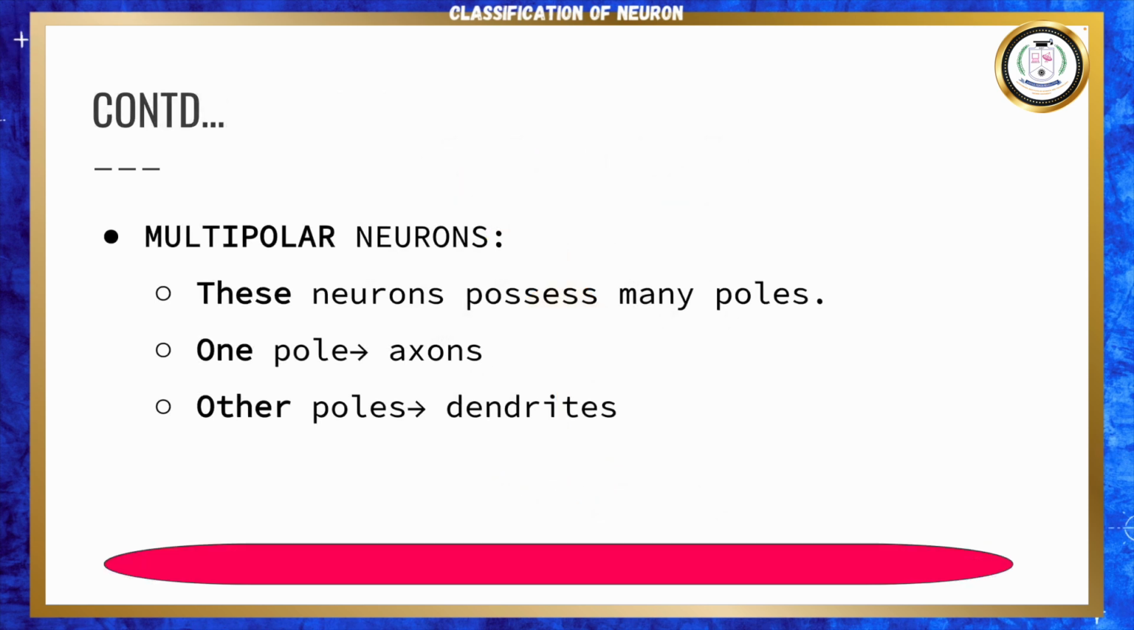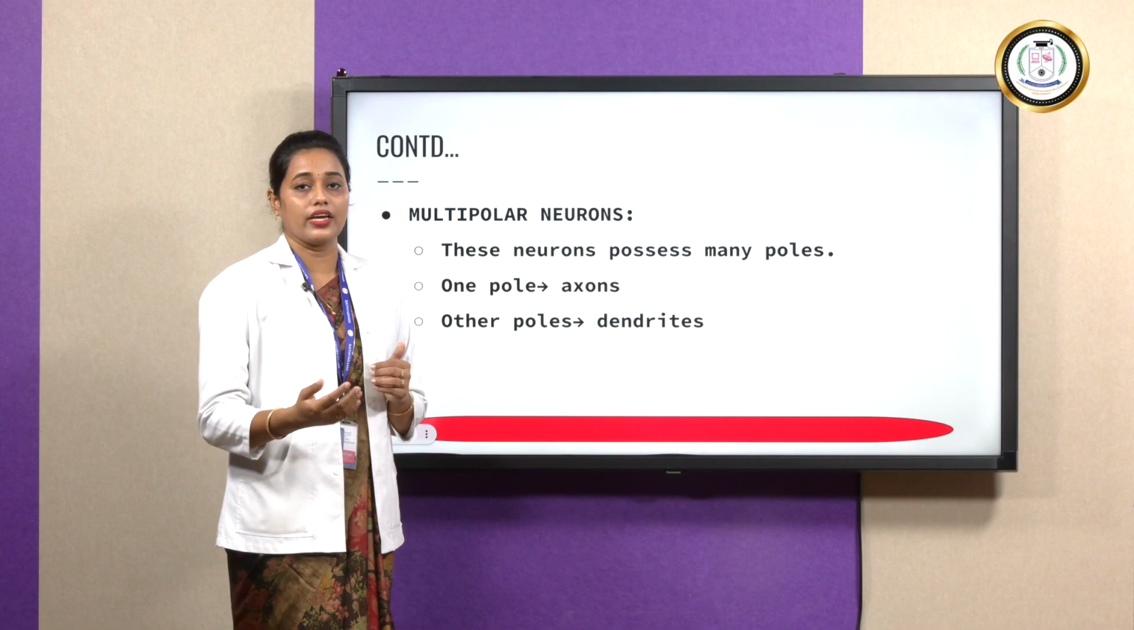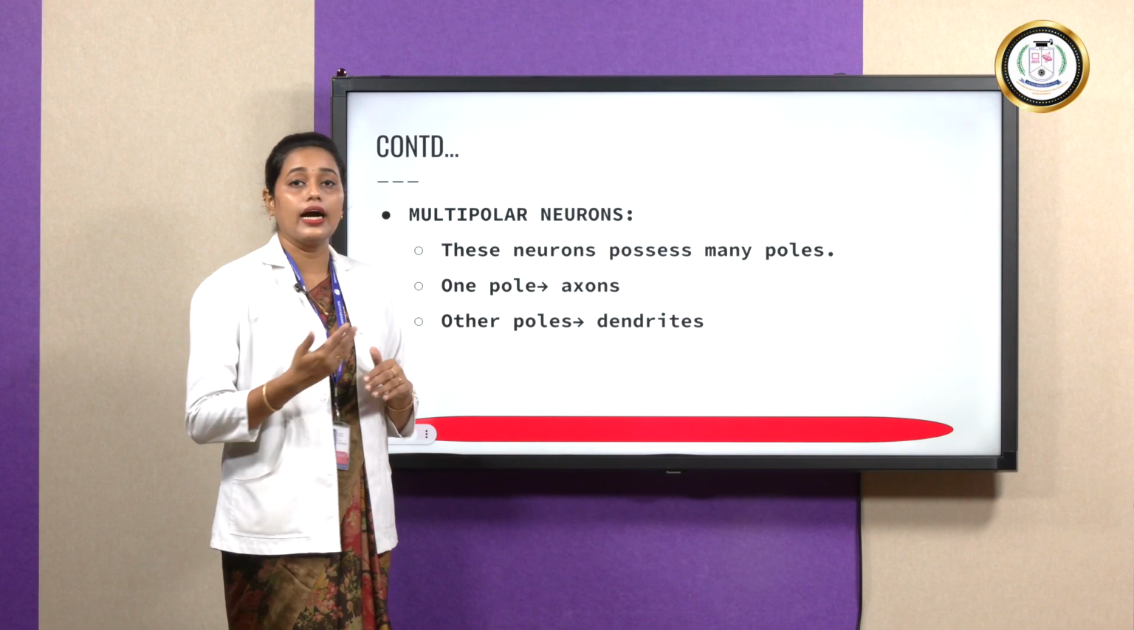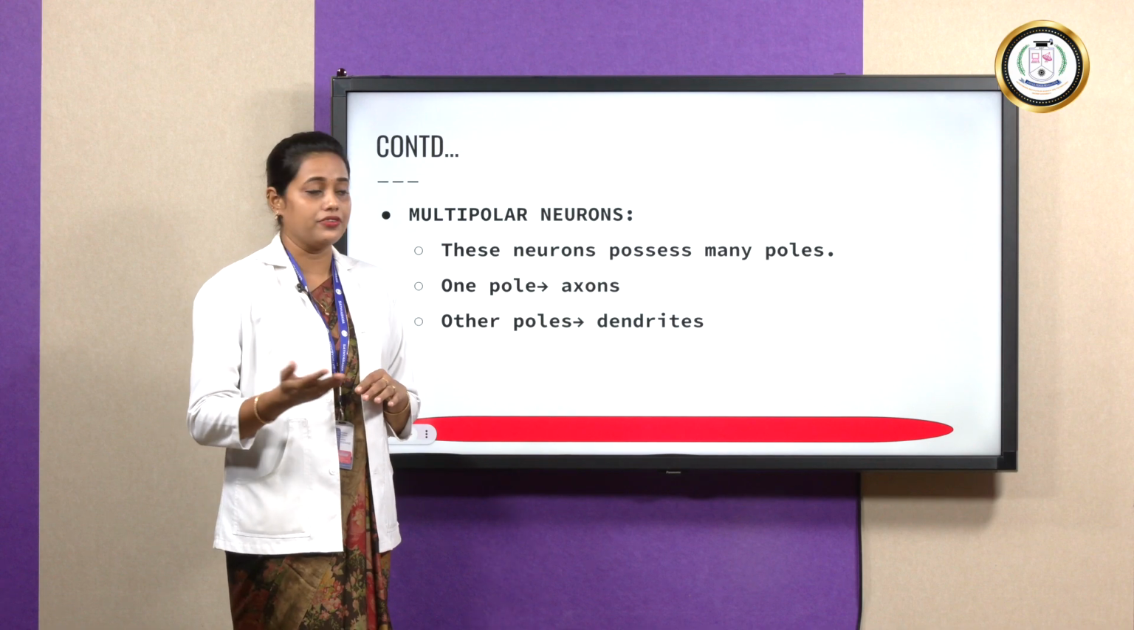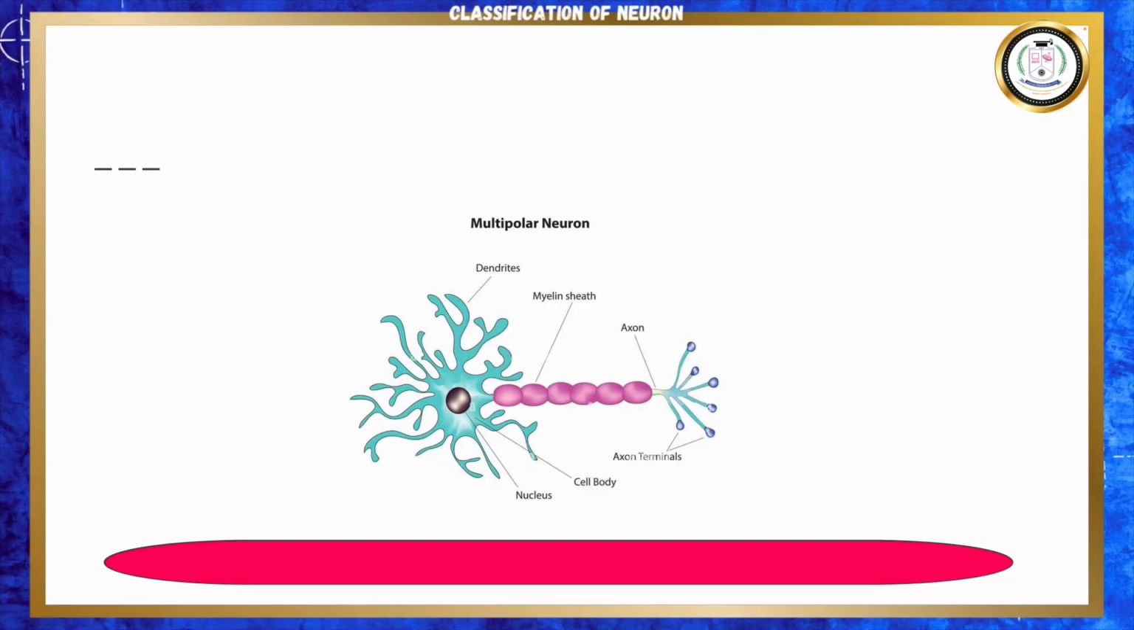Next one is multipolar neurons. Multipolar neurons are the neurons which possess many poles. One pole will be giving rise to the axon, whereas the other poles will be giving rise to the dendrites. Here you have a picture representation of a multipolar neuron.